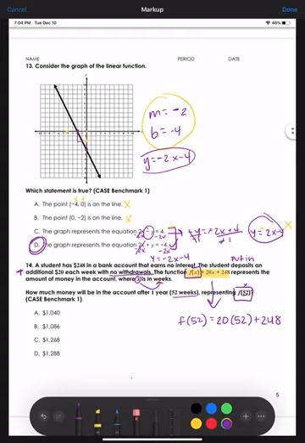If you didn't know that, you would have to figure out what they're asking you to do. They want to know how much money will be in the account after 1 year, but x is supposed to be in weeks, so that's why you would use the value 52. So you could think through it, or you could just know function notation and know you're just plugging in. Either way, we just need to solve this.